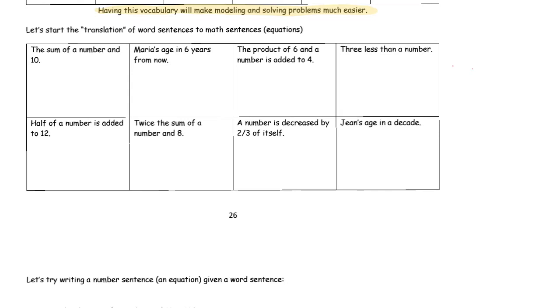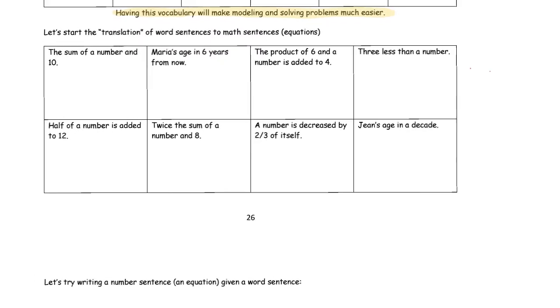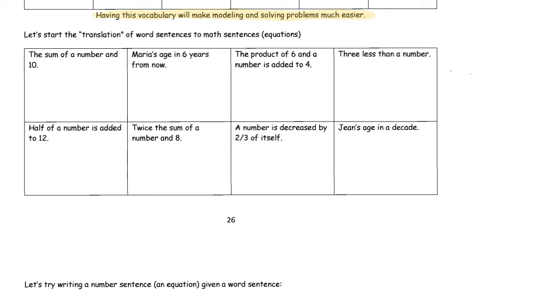Okay, so the question here says, let's translate the word sentences into math sentences, or into equations if we can. Sometimes the information we're given isn't actually a complete equation, so that doesn't always hold true, but we'll see what happens here. So, the sum of a number and 10. Sum is going to mean addition of a number. Well, I didn't tell you what it is, so let's just pick a variable, usually x, and 10. That's the best I can do to represent that.